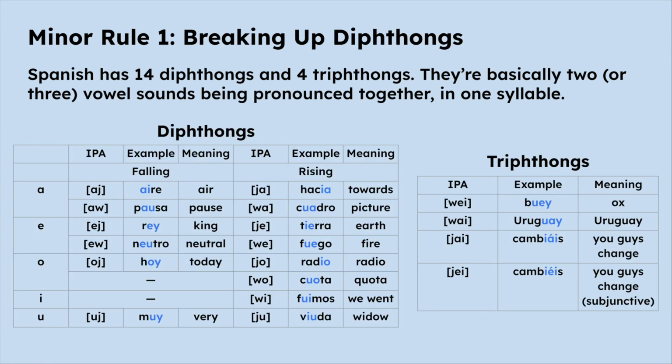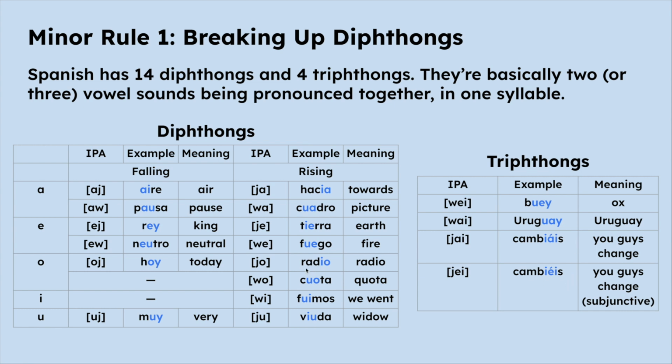Minor rule number one: breaking up diphthongs. Diphthongs and triphthongs are basically two or three vowel sounds pronounced together in one syllable. Spanish has quite a few of them. You can see aire, pausa, hacia, cuadro, fuego, fuimos. What you notice is that all of these have an I, a U, or a Y in them. Same thing for triphthongs, which are kind of rare, but all of them still have an I, a U, a Y, or a combination of them. Again, they're pronounced in one syllable.